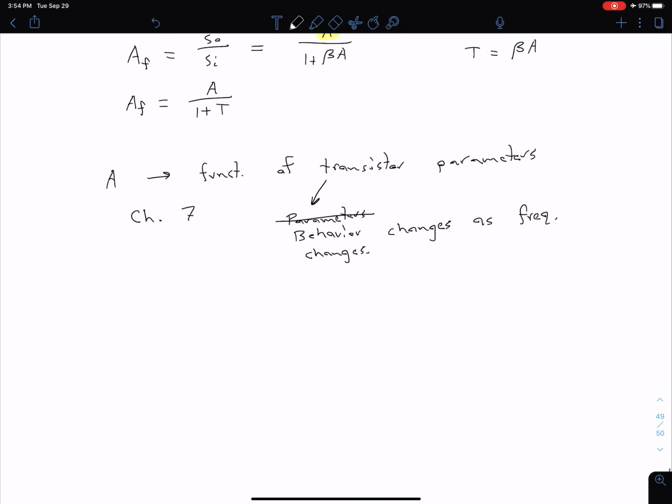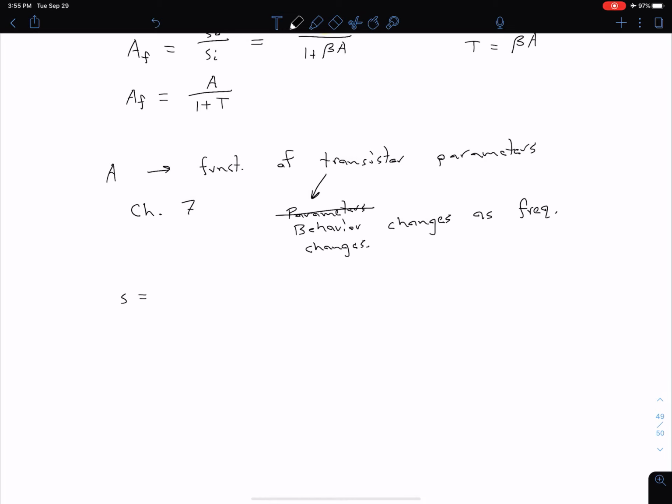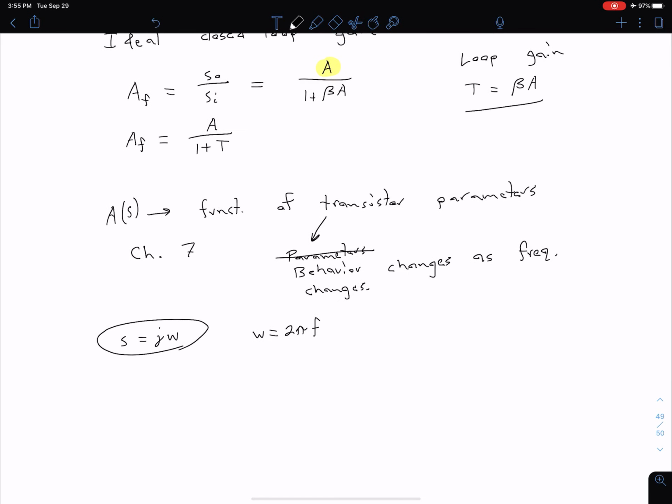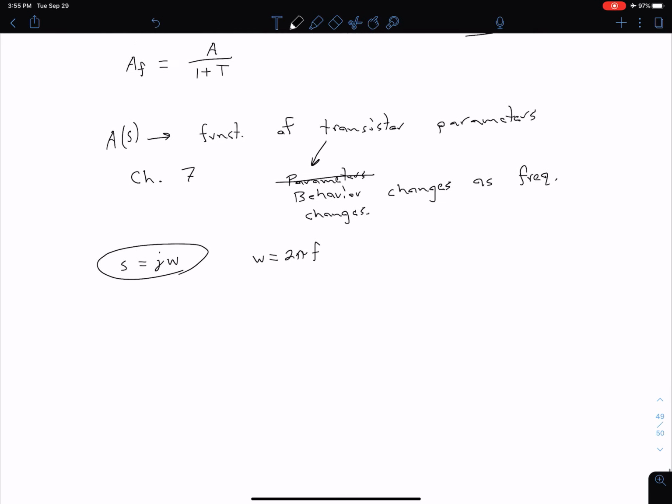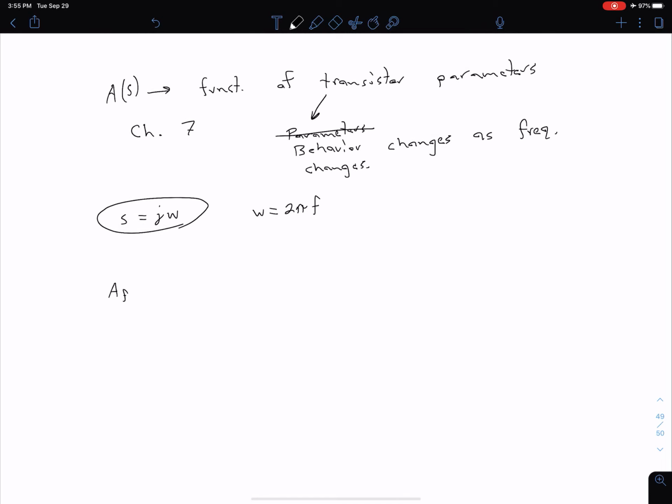Remember, to make things easier, we can use the variable S, which is equal to j omega, omega being our frequency information, where omega equals 2 pi times f. So we can express A as a function of frequency just by saying A is a function of S. Because our loop gain T also depends on A, it is also a function of frequency. So we can rewrite our closed loop gain as A of S divided by 1 plus T of S.